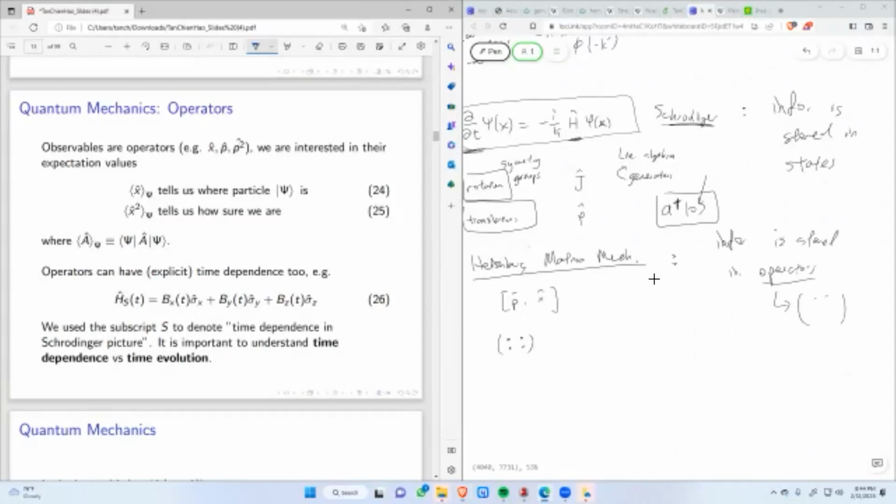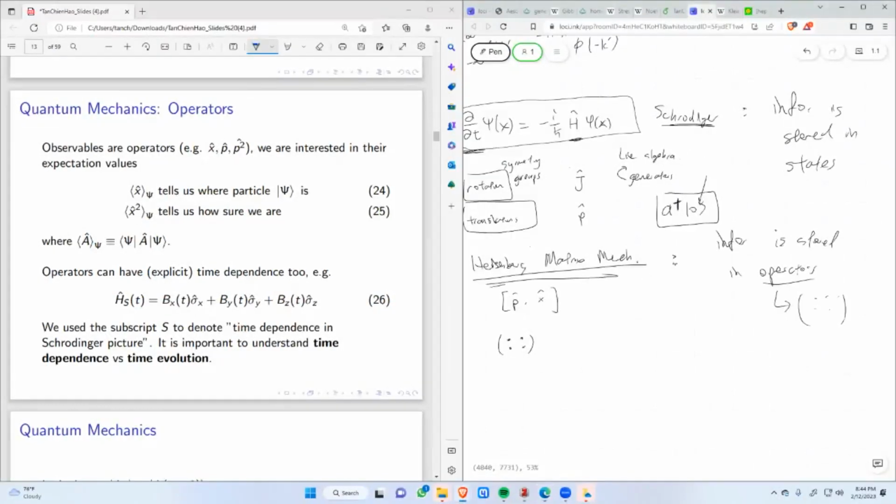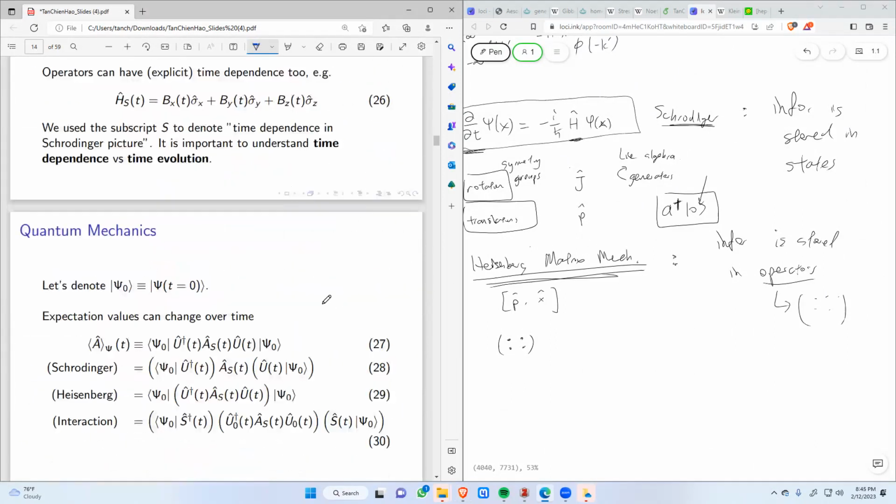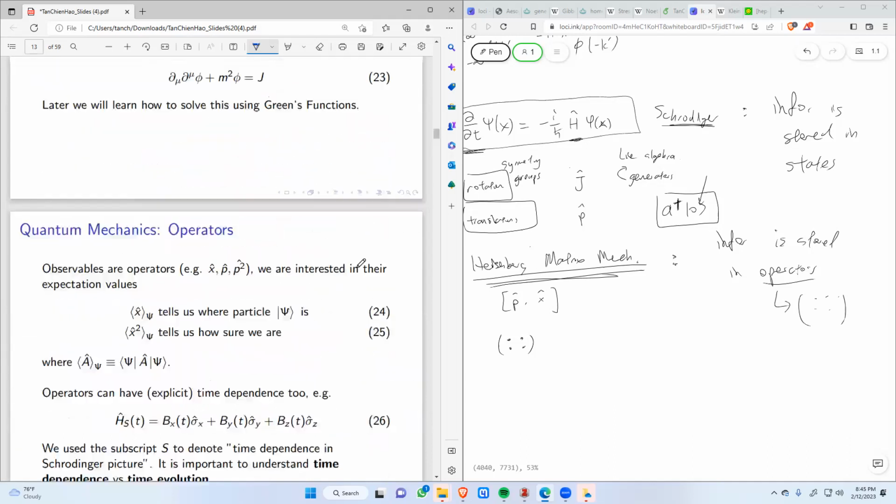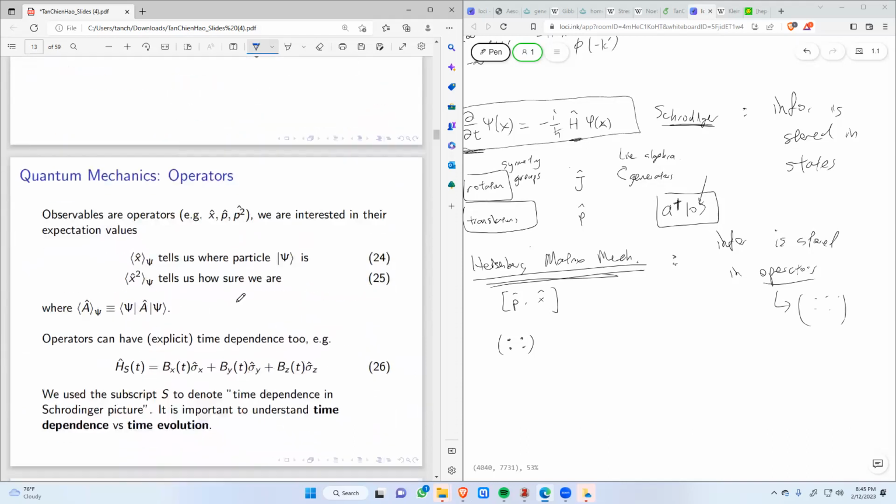So which one is the more correct one? The answer is that both of them are equally valid viewpoints. In today's lingo, we call them different pictures of quantum mechanics. I don't think I've gone through this yet, right? Just stop me if I have. I do not want to risk repeating myself.